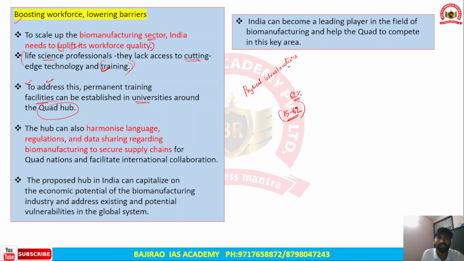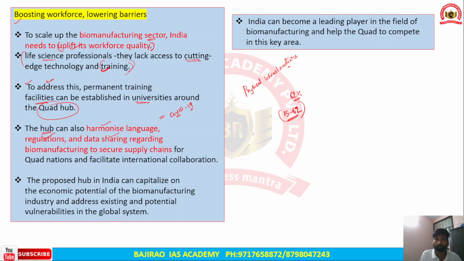However, along with that, the biotechnology hub envisioned by the Quad countries can also harmonize the language, regulations, and data sharing regarding biomanufacturing, to secure the supply chains. Now, one of the key and crucial aspects is supply chain resilience. Especially after the COVID-19 pandemic, the countries in the Indo-Pacific have been looking for this supply chain resilience.